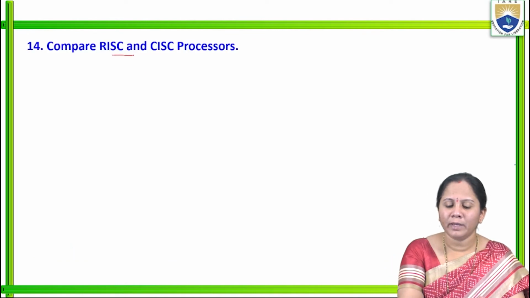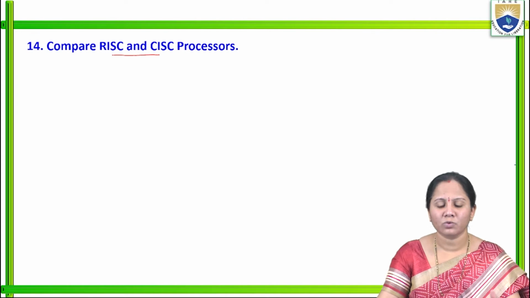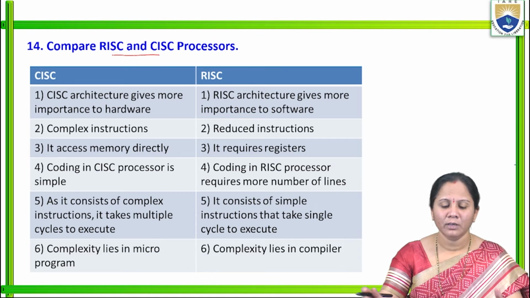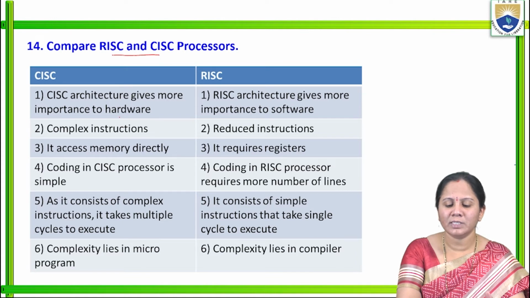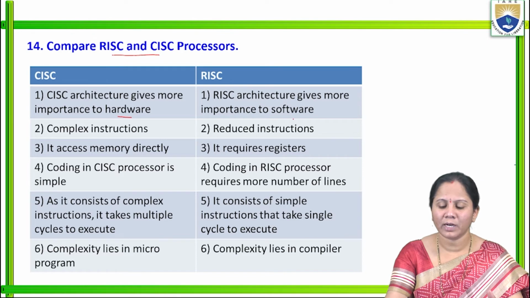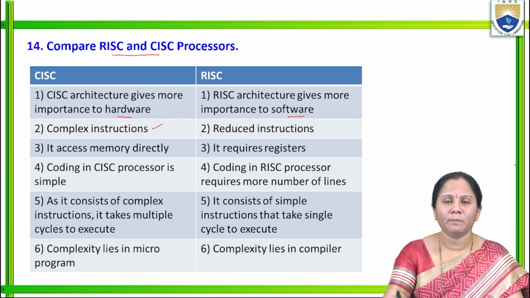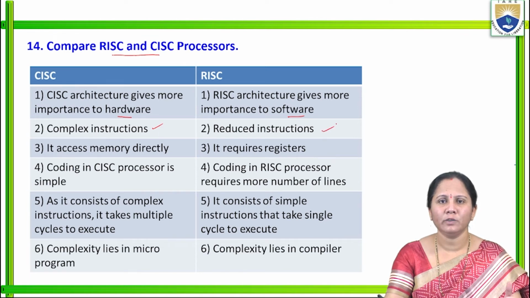And so compare RISC and CISC processor. So here RISC stands for reduced instruction set computer and CISC stands for complex instruction set computer. That means both these processors are different based on the instruction set. Okay. So here we have to write the differences, like CISC architecture gives more importance to hardware, whereas RISC gives importance to software. So CISC means complex instructions, but in the RISC reduced instructions will be very simple.